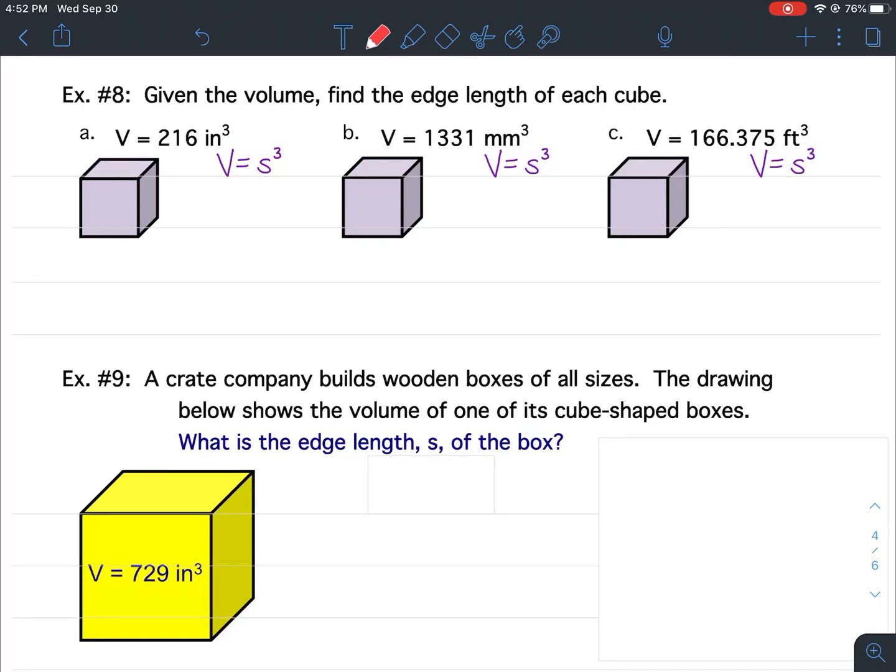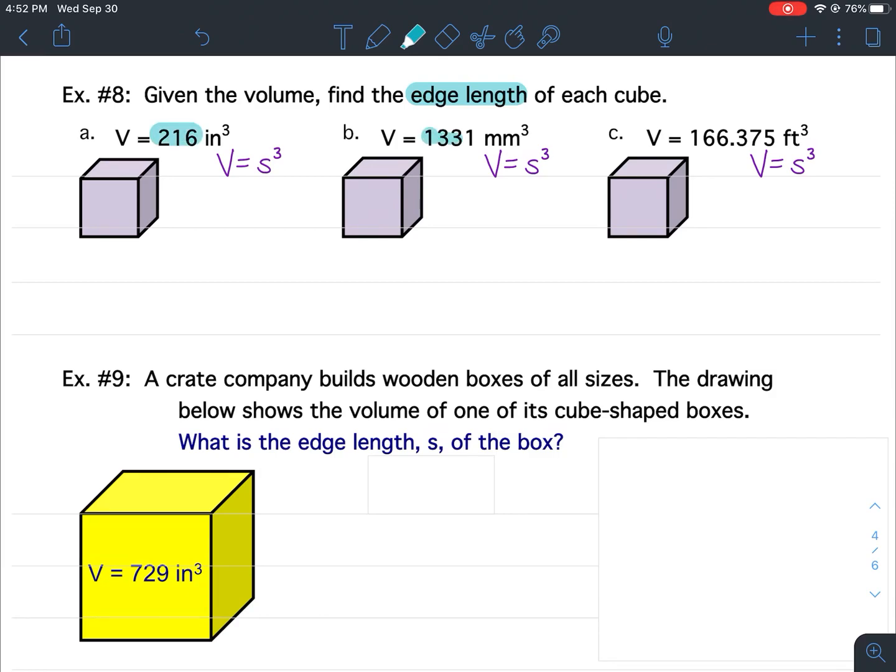Square roots and cube roots, lesson 3 notes. Example number 8. Given the volume, find the edge length of each cube. So we are going to find the edge length given the volume. For A, the volume is 216 inches cubed.